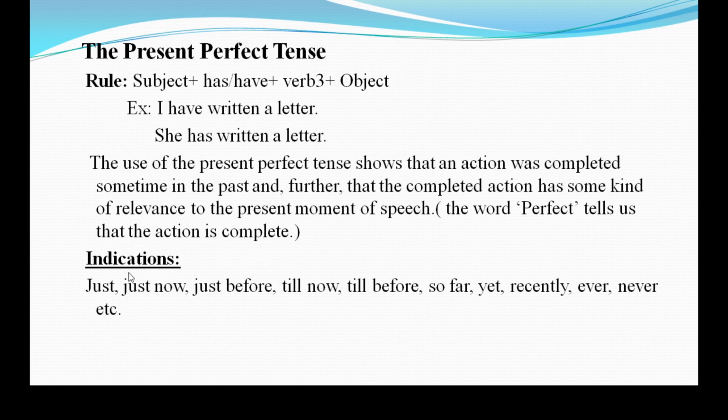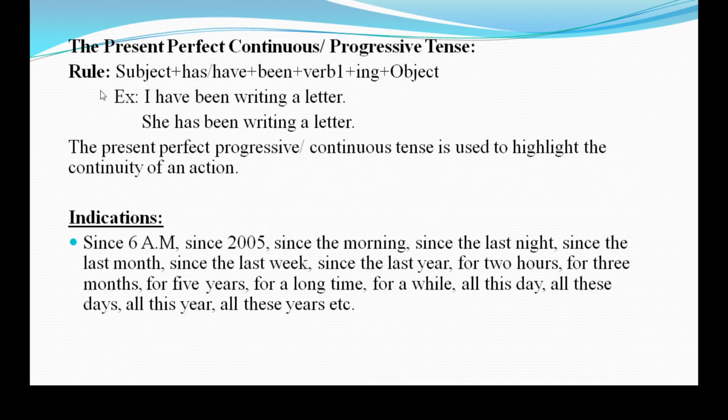The key indications to find out that a sentence is in the present perfect tense are: just now, just before, till now, till before, so far, yet, recently, ever, never, etc. By understanding these key indications, we can understand that the sentence is in the present perfect tense. Next, coming to another tense, the present perfect continuous or progressive tense.